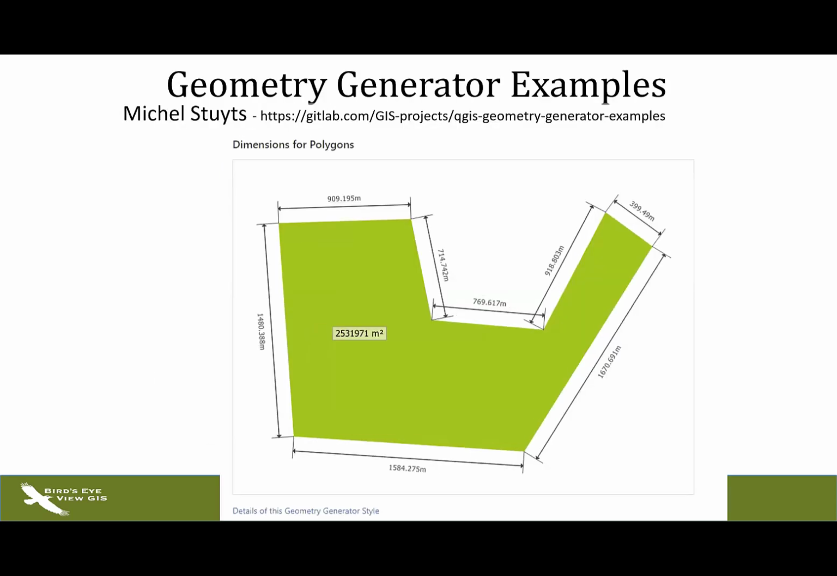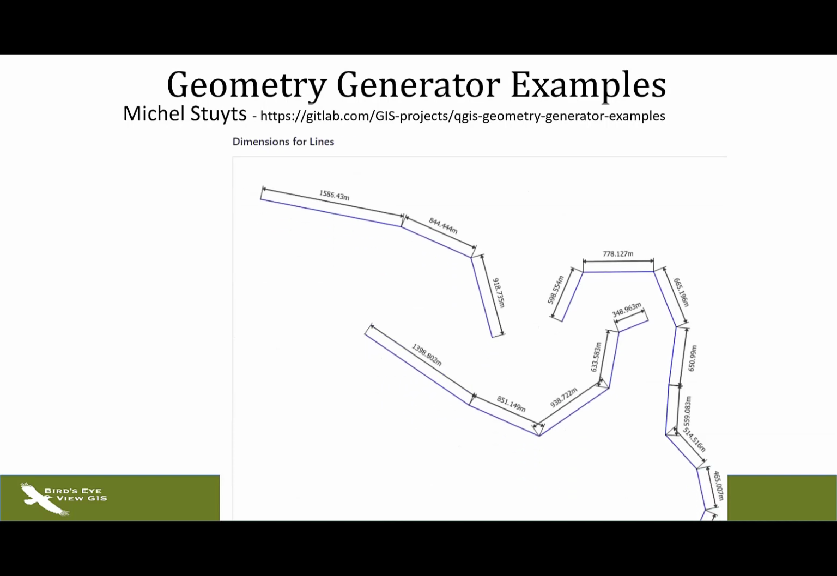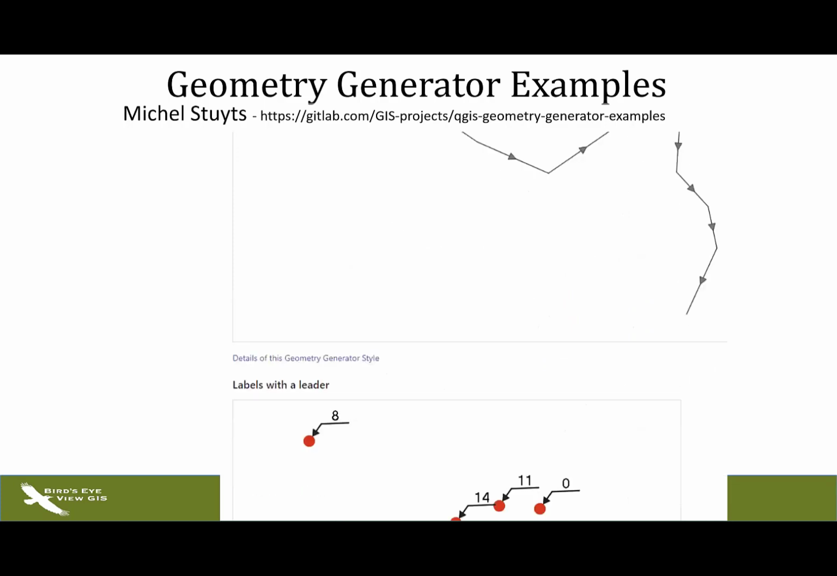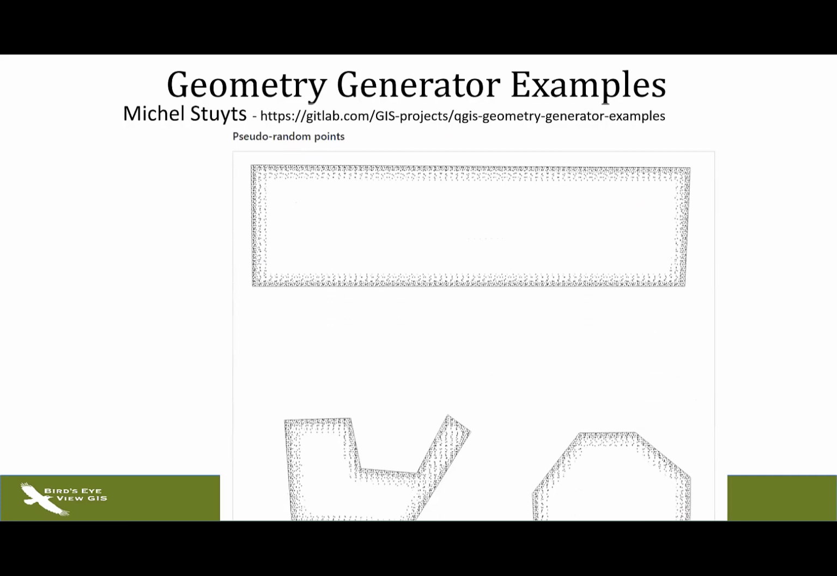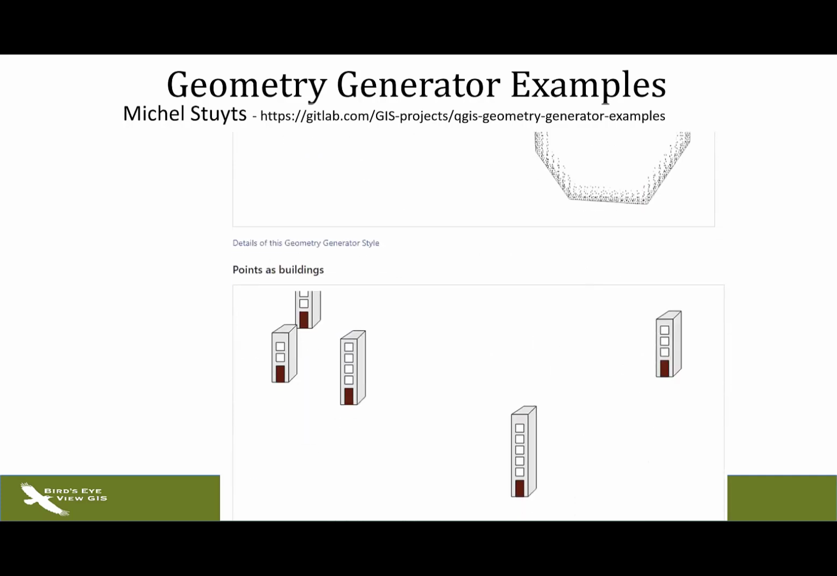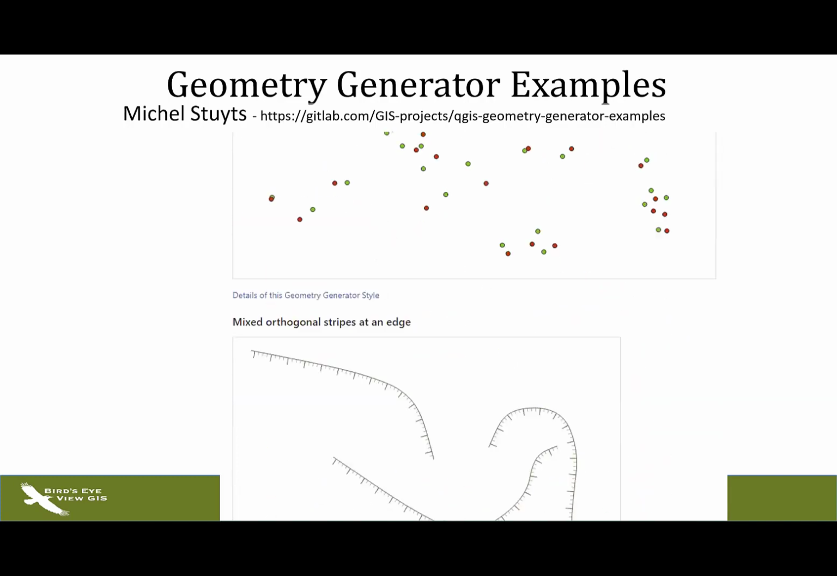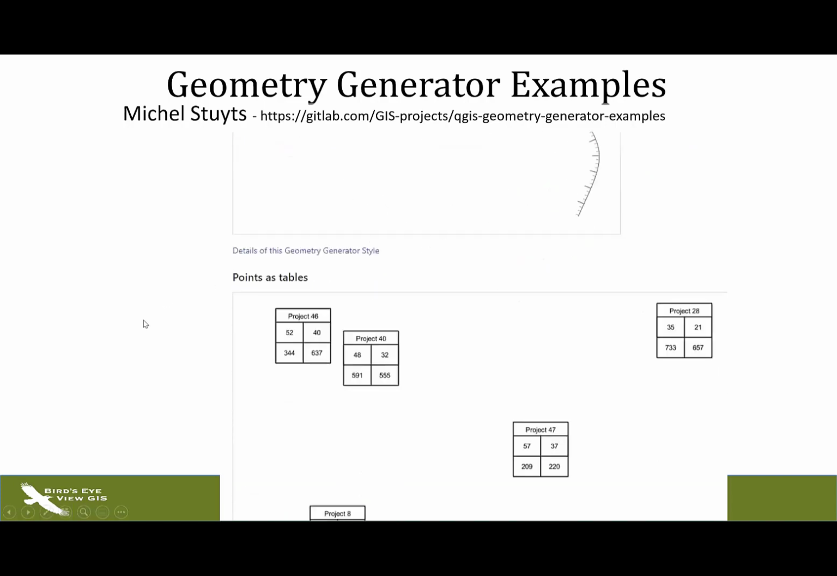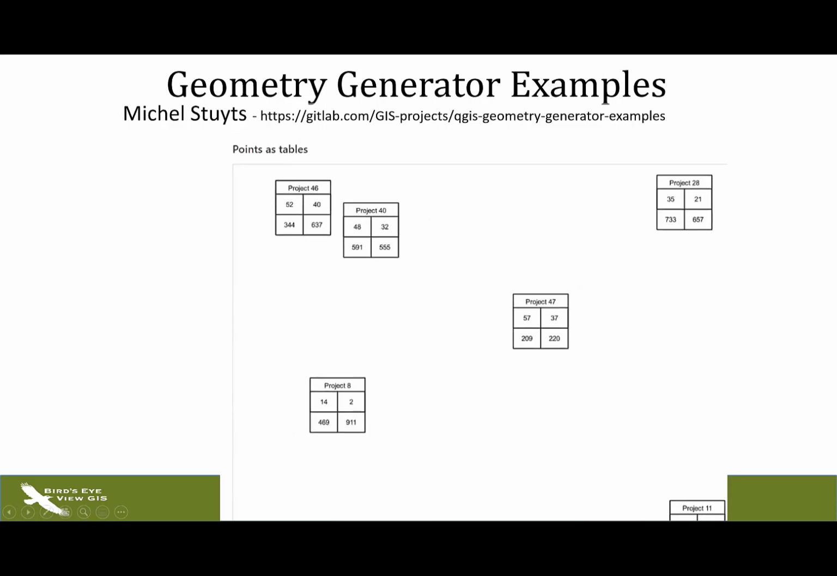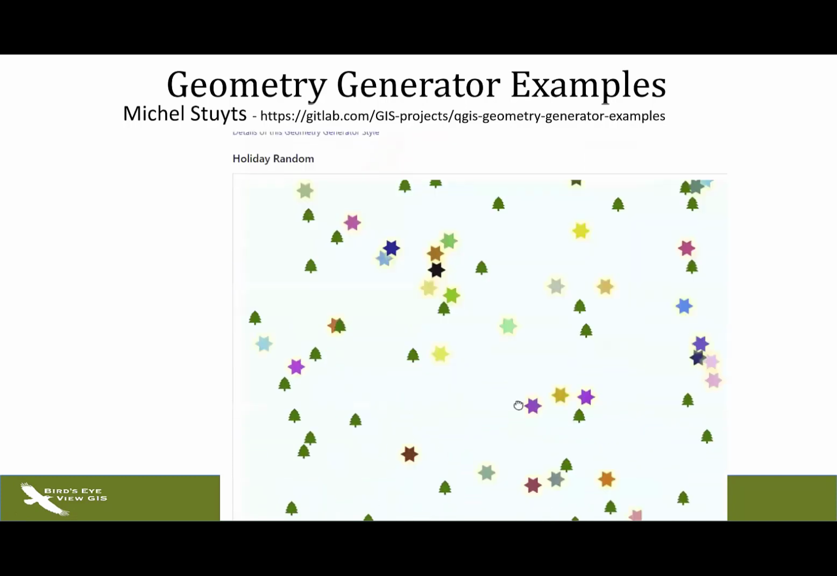If you want some more resources, there is the URL that you have in your PowerPoint. Michael Stuitz is a German guy who has a whole series of geometry generator styles that you can download and use on his GitHub page. You can see these are all different ways he's come up with to creatively generate things with geometry generators. You can spend quite a bit of time grokking on these. This is points as tables. This is dynamic distance lines, really cool stuff.